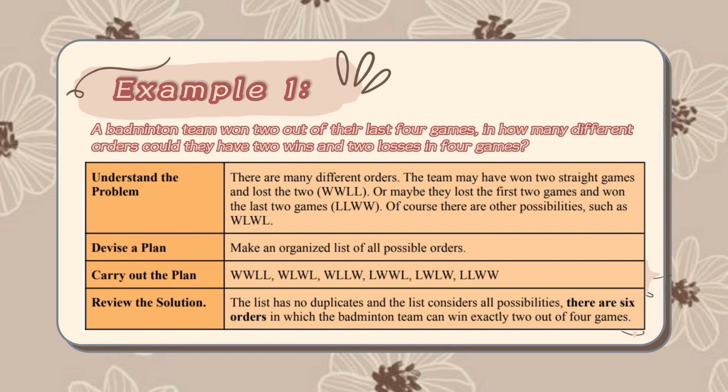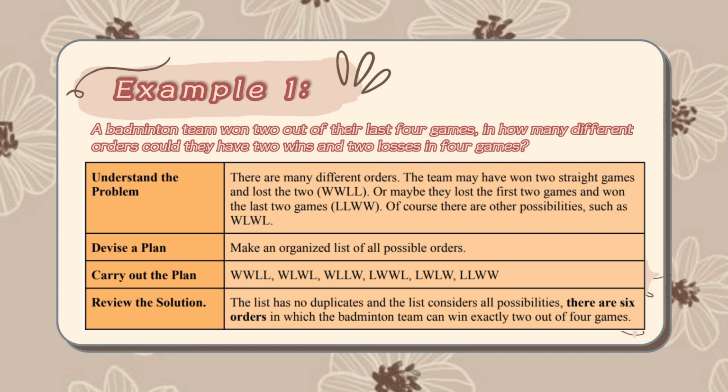So ano ba dapat yung goal ng problem? To identify the orders kung saan meron dalawang panalo at dalawang talo yung badminton team. So there are many different orders. The team may have won 2 straight games and lost the other 2. Let's say the order is win, win, loss, loss, or maybe they lost the first 2 games and won the last 2 games, like in the order loss, loss, win, win. Of course, there are other possibilities, such as win, loss, win, loss.